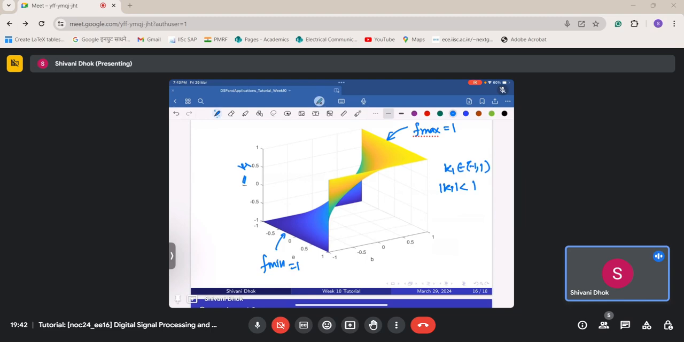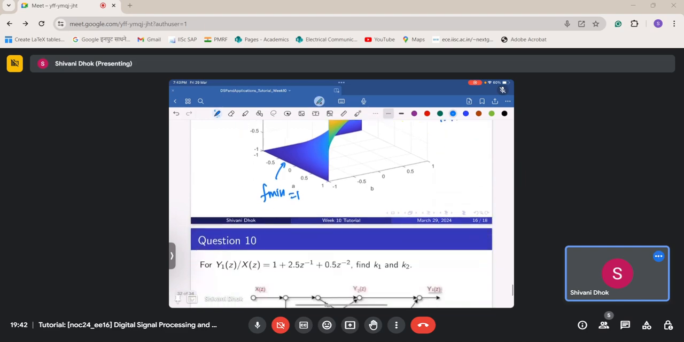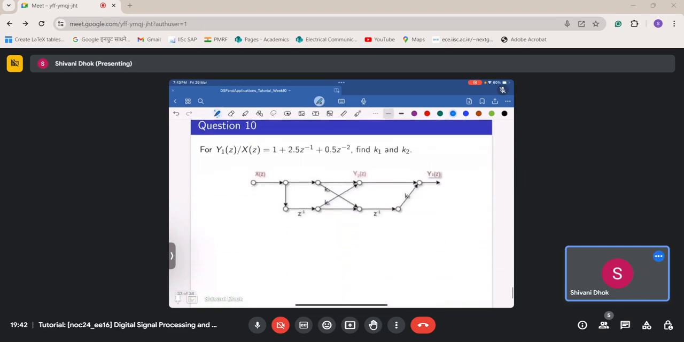Okay, so now let me just quickly move on to the next question. If you have any queries, then let me know. Otherwise, I'll move on here. So this is an extension to the same previous question which I just covered. Now we are given the values of y1 of z and x of z, and it says that y1 of z upon x of z is equal to 1 plus 2.5 z inverse plus 0.5 z to the power -2, and we need to find the values of k1 and k2.